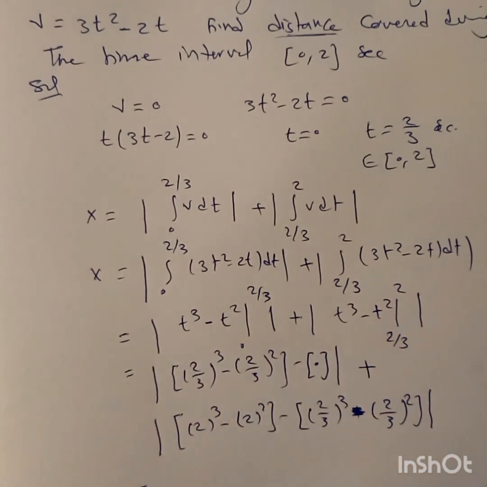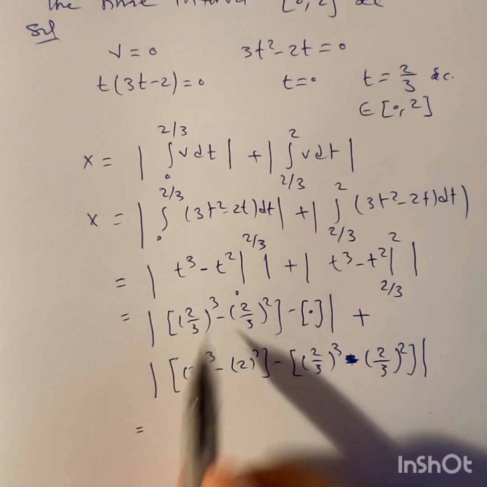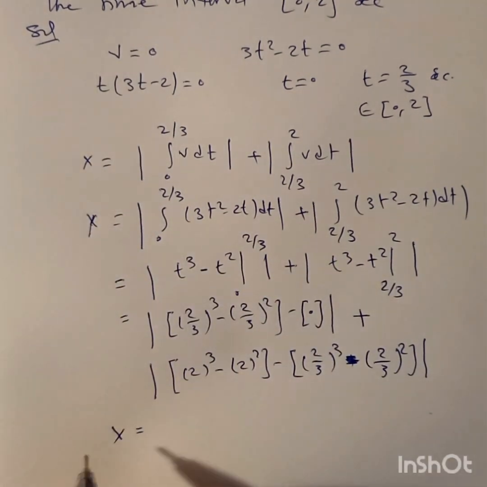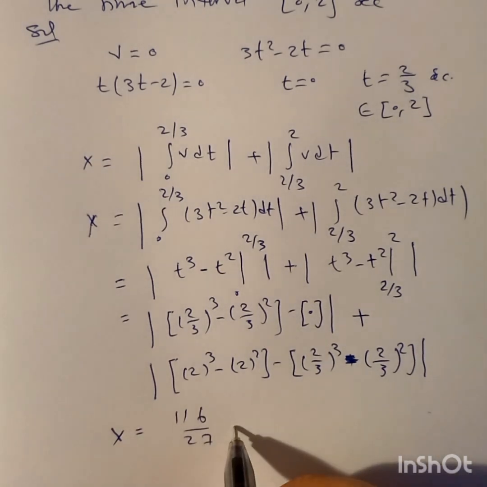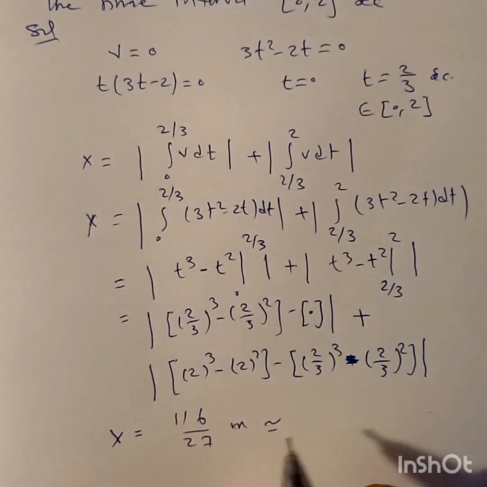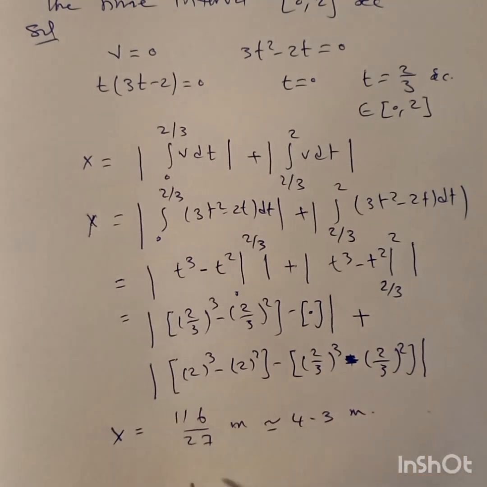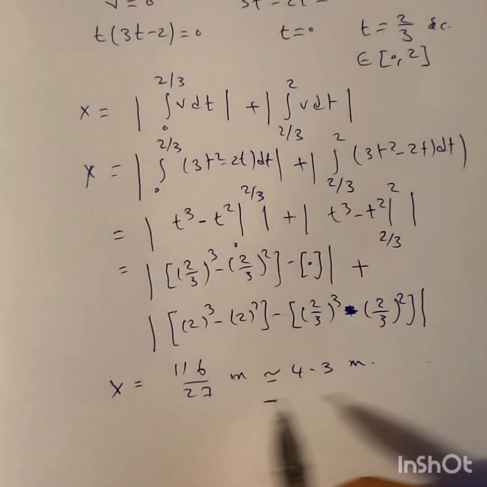We can use the calculator now to find the result of this calculation. Then we have here x equals 116 over 27 meters, and this equals 4.3 meters. Okay, secondly, if it's required, now this is required.